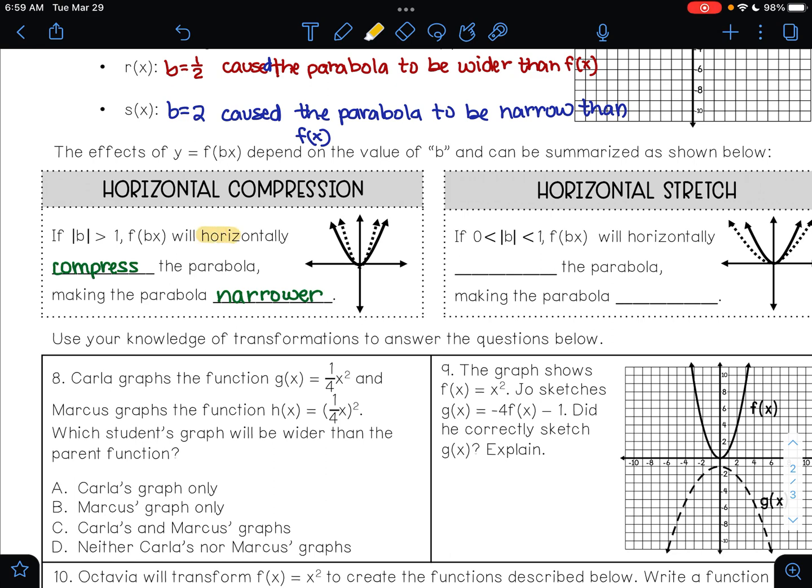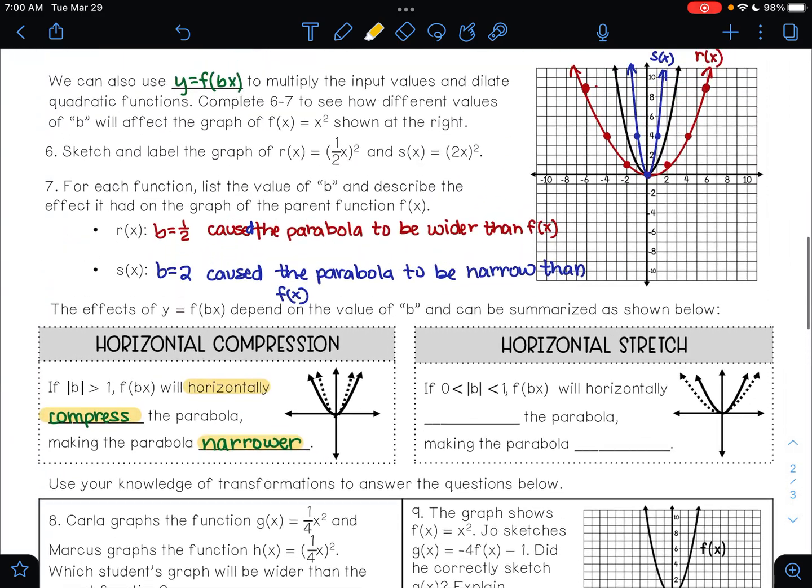So the important part here is that we know it's horizontal when it's on the inside and that it's compressing, which means it's narrower. Okay, so we're compressing it horizontally, which means it's getting narrower. So we're squeezing it left and right.